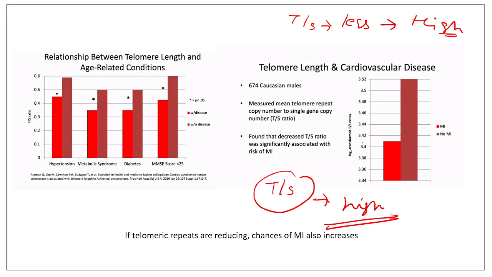Okay. Here also you can see cardiovascular diseases. Here you can see with no disease and with disease. So with no disease, you can see it has such a high T by S ratio. Whereas with disease, they have such a low T by S ratio. So the measured mean telomere repeat copy number to single gene copy number is the T by S ratio. Means per gene, how many telomeres you have. Per gene, I'm just trying to explain you.